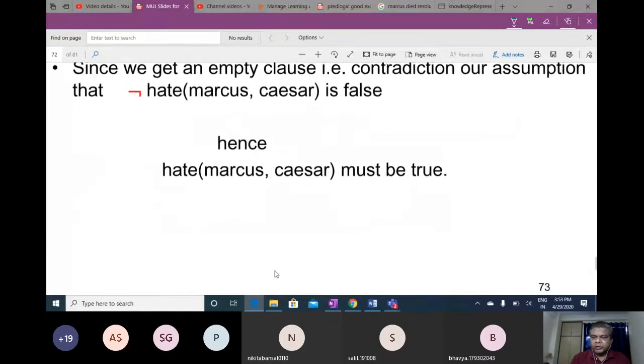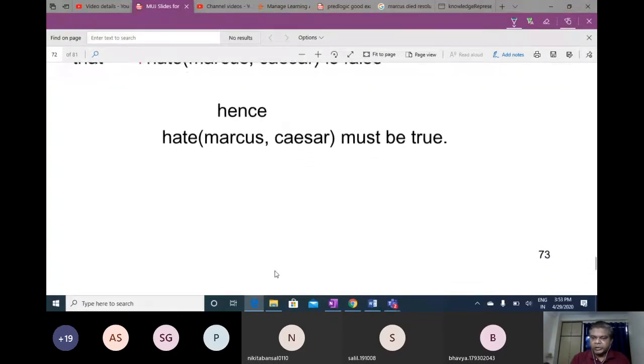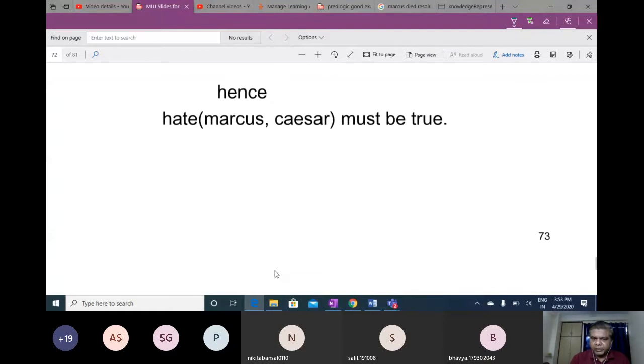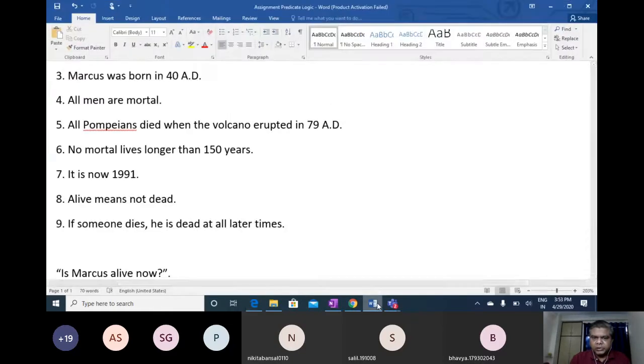So we have resolved and we have found the resolution in this way. Now any doubt in that?